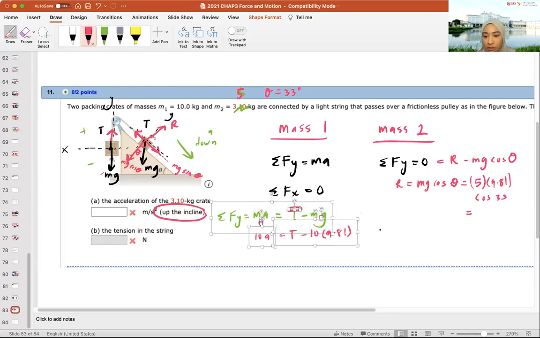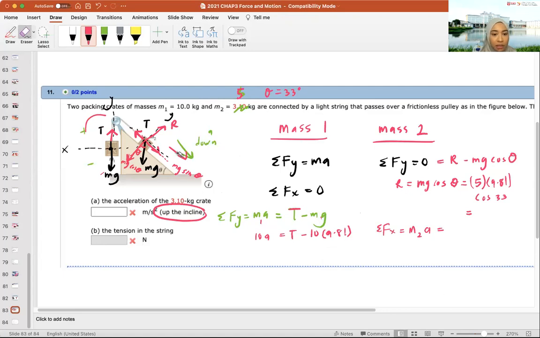okay, net in the Fx is equal to MA. This is M2A. Is equal to, what do we have in our x-axis? We have mg. If this guy is going up, is positive, right? Tension going up is positive. This guy must be the same. If moving like this is positive, moving like this must be positive. Okay. So your positive sign is to the right of mass 2. Positive sign. So that would be mg sine theta minus T.